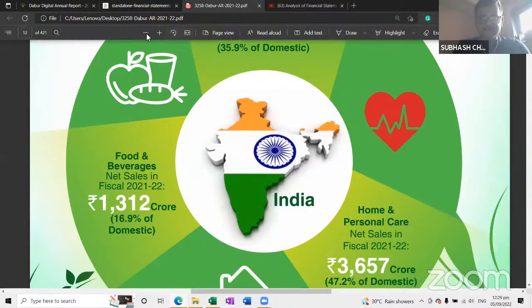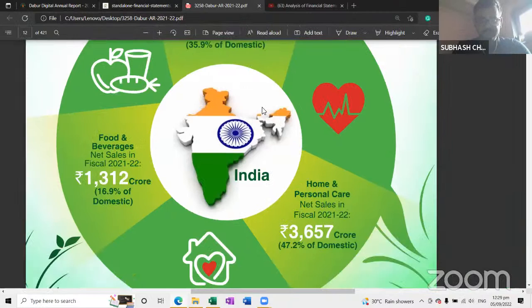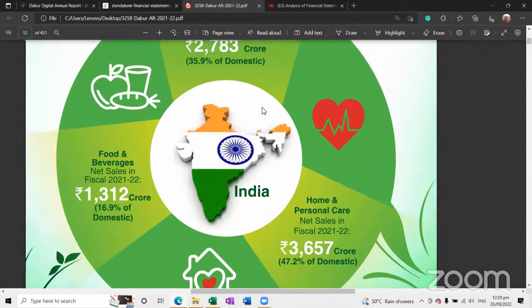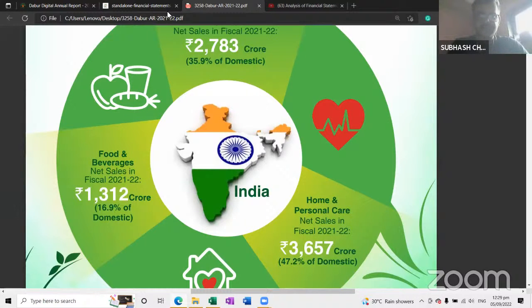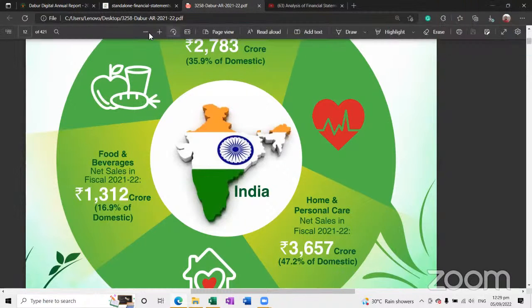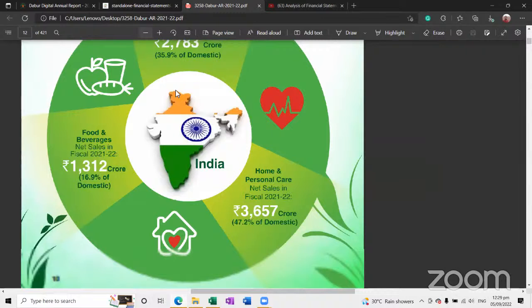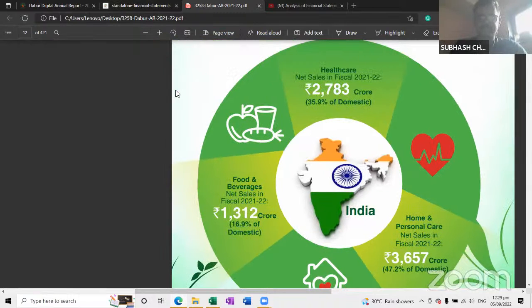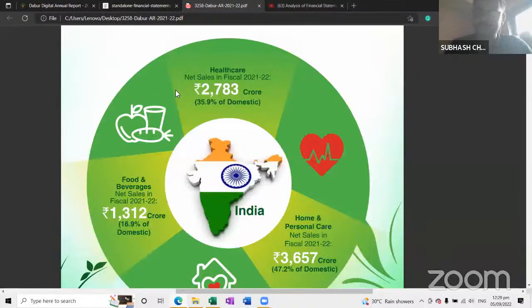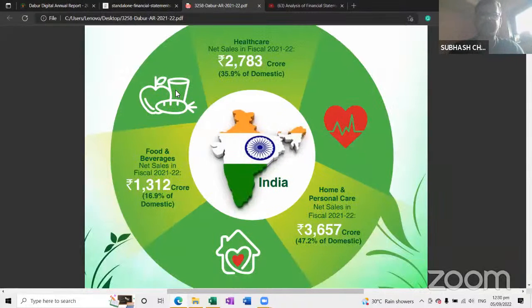Just see this pie chart. Home and personal care. Yes, and which one is the least one? Food and beverages. Everyone able to see this one? Healthcare is 2783, all data in crores. So food and beverage is 1312 and home care is 3657, all in crores.